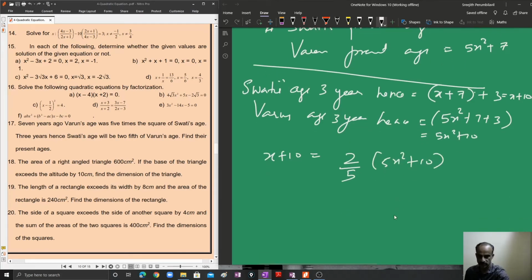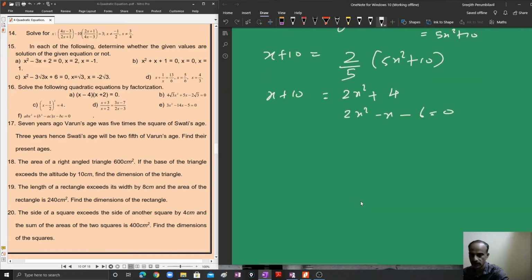This is a simple thing, I don't think it's a big deal, you can solve it. Your x plus 10 is equal to, expand this, 5 will go, 2x square, and then 2 times 5, 2x square plus 4. So it will be 2x square minus x minus 6 is equal to 0. Solve for x, the solving part you can do on your own.